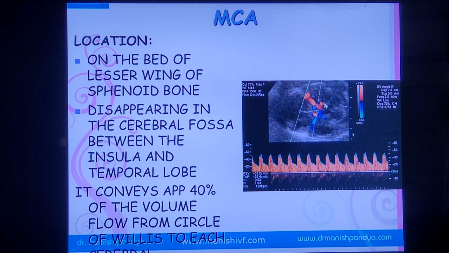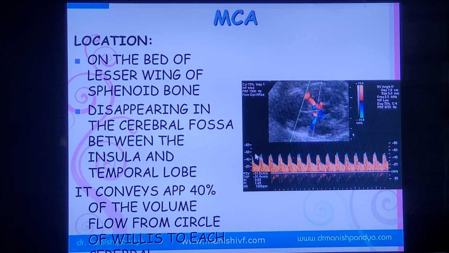You can see pulsation in this, but you cannot measure the pulsation in anterior and posterior cerebral because there is no bone. You can palpate the radial artery because there is a bone. On the base of bone, it shows pulsation. So this lies on the bed of the lesser wing of the sphenoid bone, disappearing in the cerebral fossa between the insula and temporal bone. It conveys approximately 40% of the volume flow from the circle of Willis to each cerebral hemisphere.